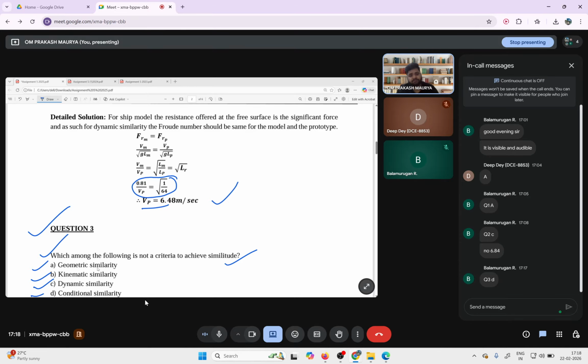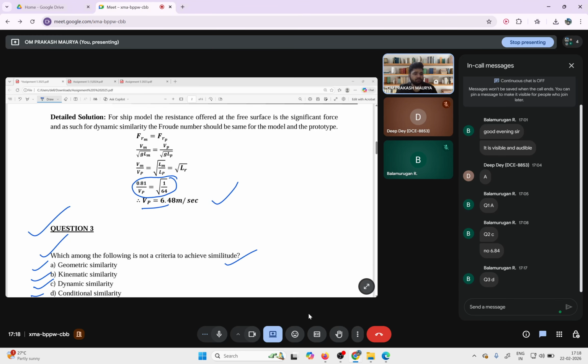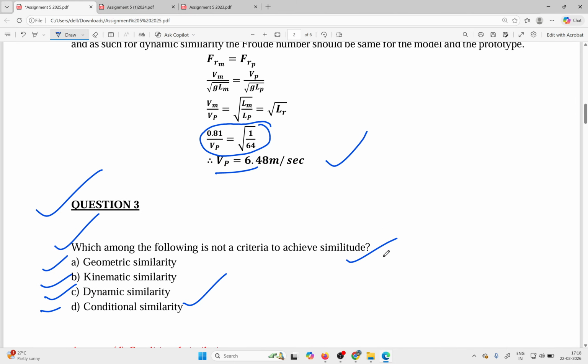Very important. Very important question. Okay, so here option 3 is for question number 3, option D is correct. Conditional similarity, no need for you to achieve the criteria of the similitude.